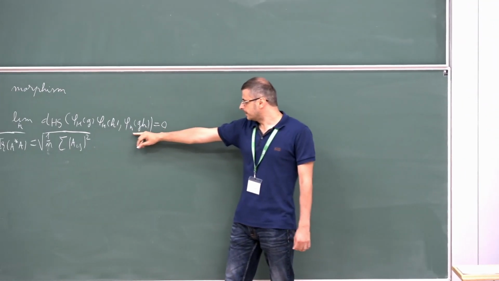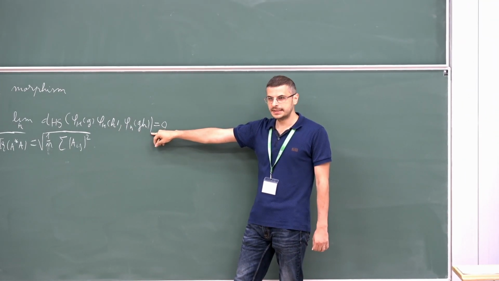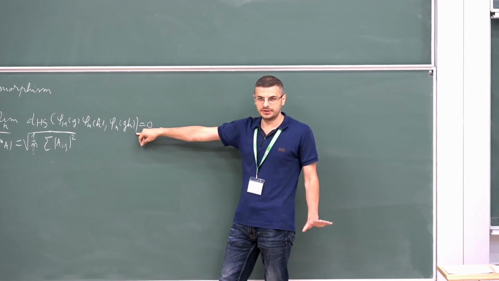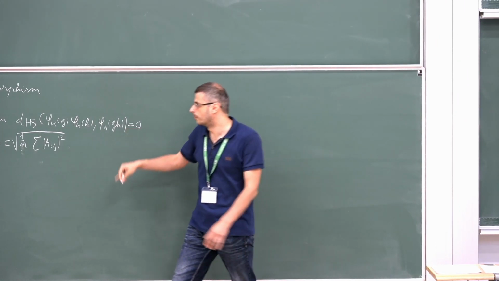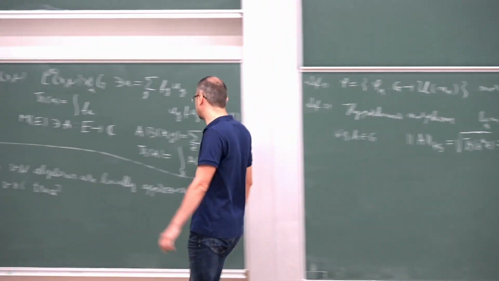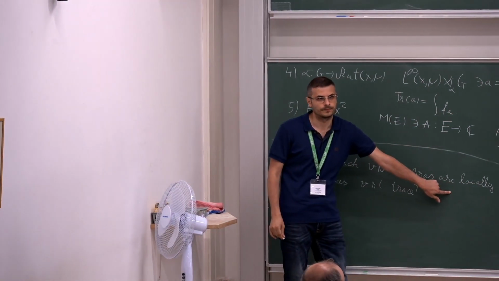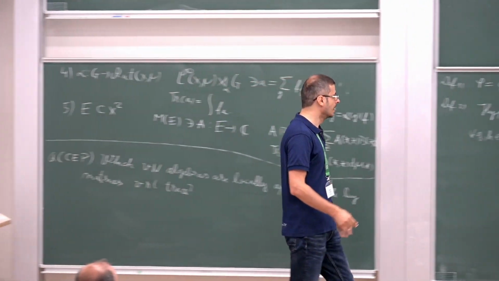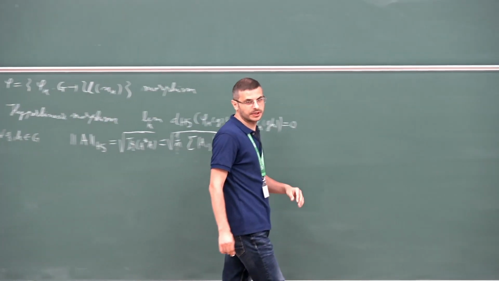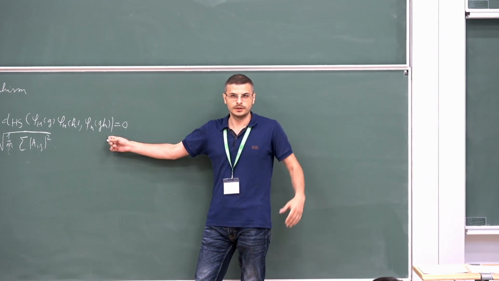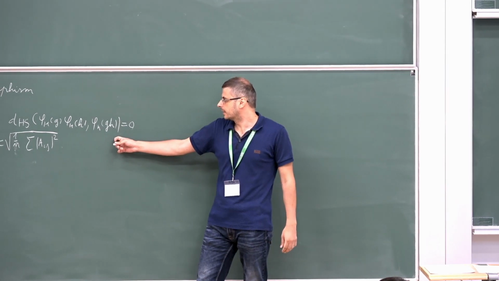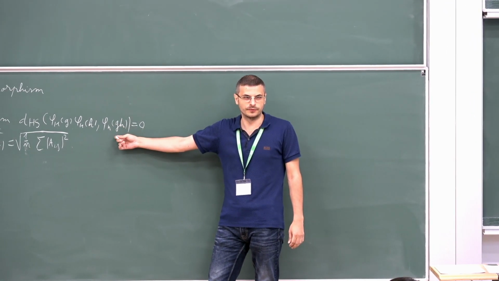So I'm asking this limit to be 0 for each two elements, but the speed of convergence can be different if you vary the elements in your group. This observation corresponds to the word locally here. Each group will have a hyperlinear morphism because you can send everything to identity. And the group is hyperlinear if it has a non-trivial hyperlinear morphism.